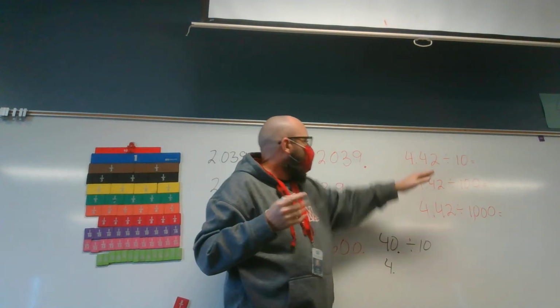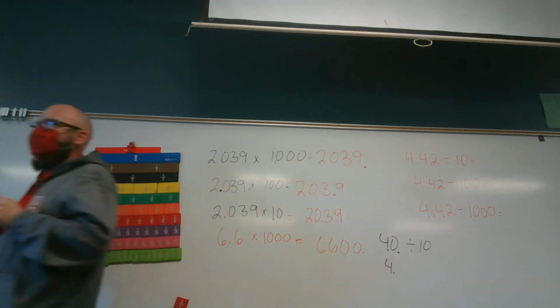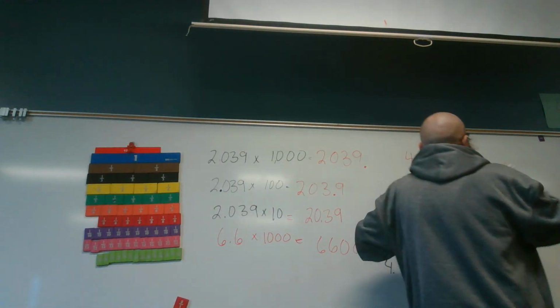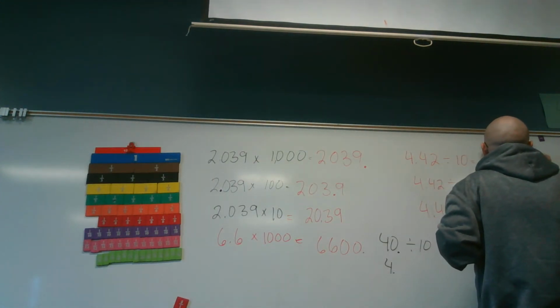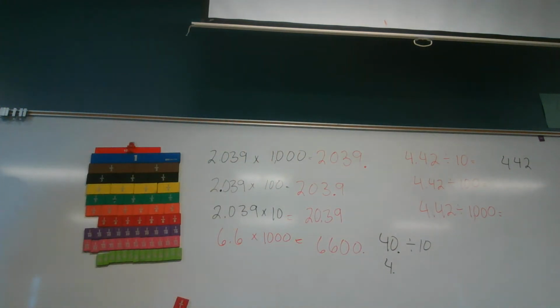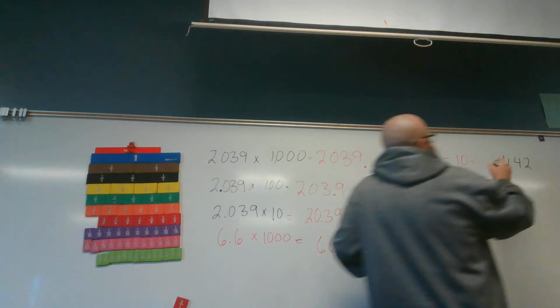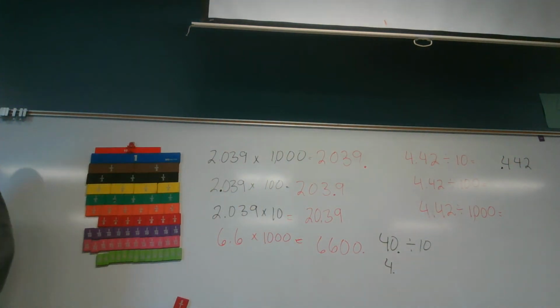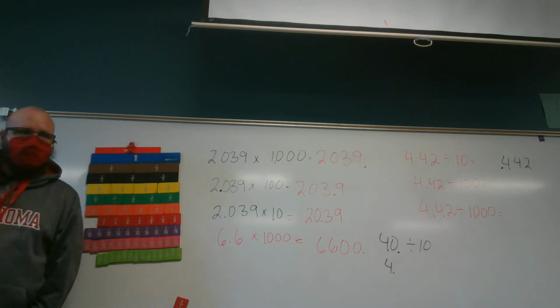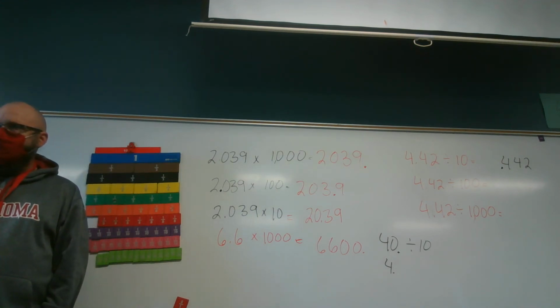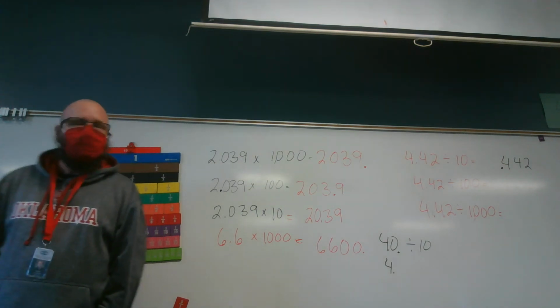So here, we have 4 and 42 hundredths divided by 10. 1 zero, I'm going to have the same numbers. My decimal point goes to the left because I've got to make it smaller. And I'm going to get 442 thousandths. Yes, sir. If we're multiplying or dividing by 10, could we ever just do this instead of working it out? Yeah, that's why I'm showing you this.